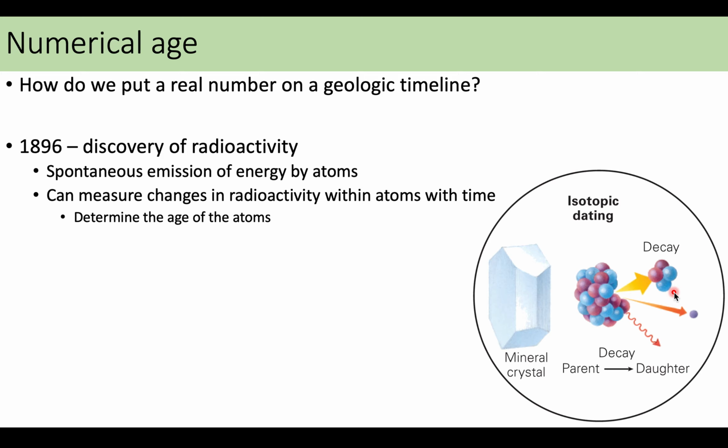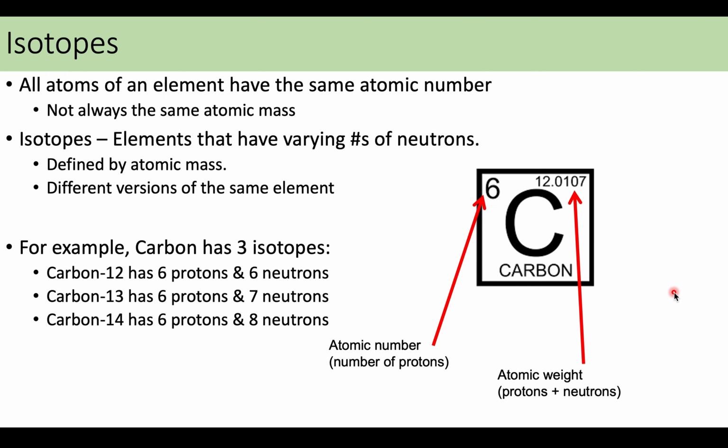So how do we do that? How do we put a real number on a geologic timeline? In 1896, scientists discovered what we call radioactivity. And what this is, it's the spontaneous emission of energy from atoms. So we can actually measure the changes in radioactivity within atoms in time. So this helps us determine the age of the atoms by determining how much they have changed. It will tell us how old they are.